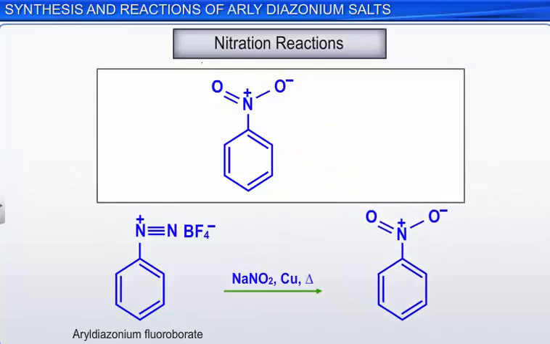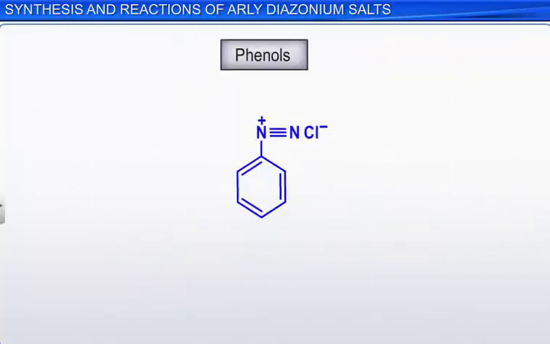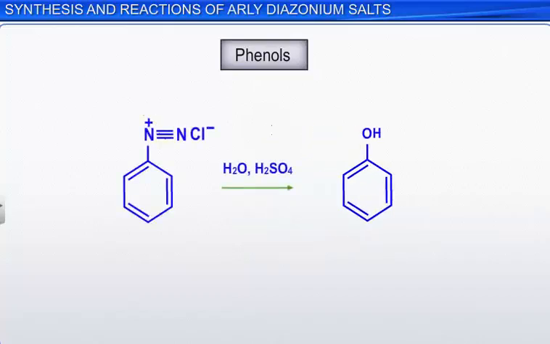Phenols are readily produced from diazonium salts. These reactions cause the diazonium group to be replaced by a hydroxyl group. To carry out these reactions, acidify an aqueous solution of the diazonium salt by adding sulfuric acid and heating it to 100 degrees Celsius.